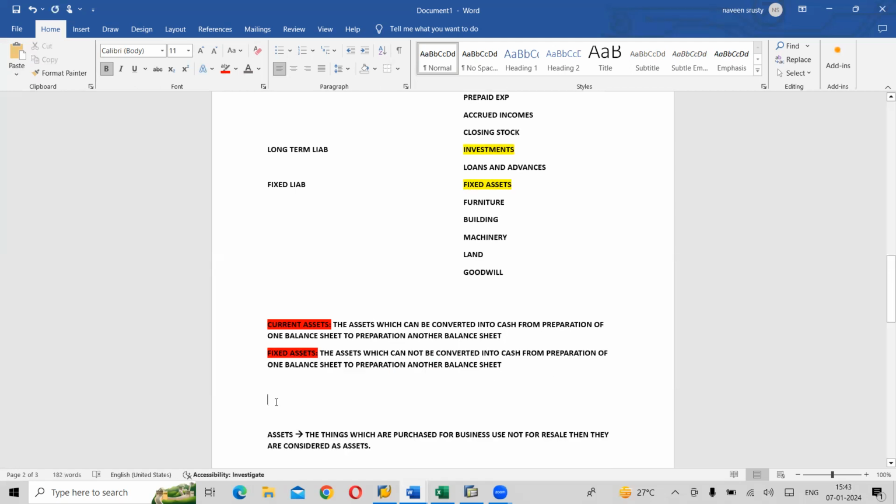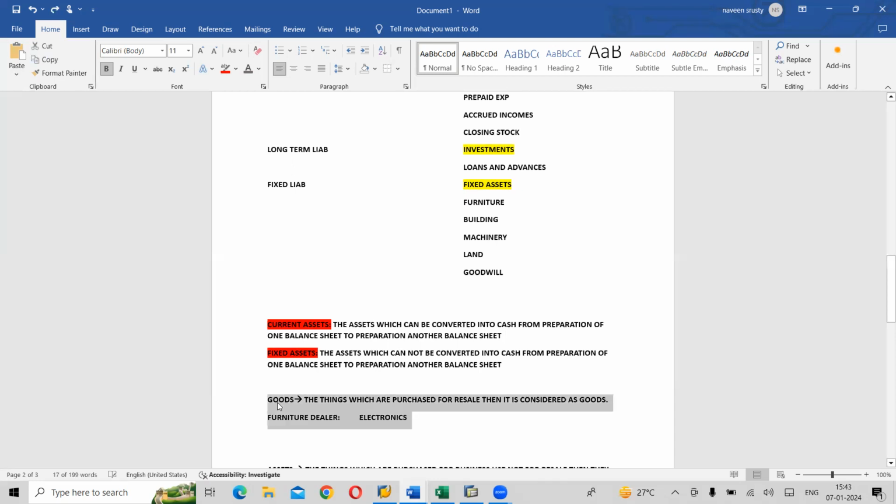So as I said, goods are nothing but which are purchased for resale, and assets are nothing but which are used for business purpose. Now you understood, right? Whatever furniture at the time of purchase, what is the intention? Is it for resale purpose or business use? For business use.